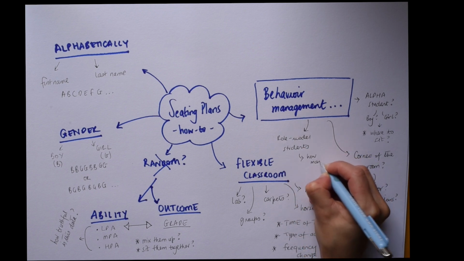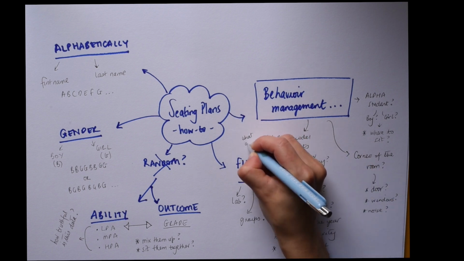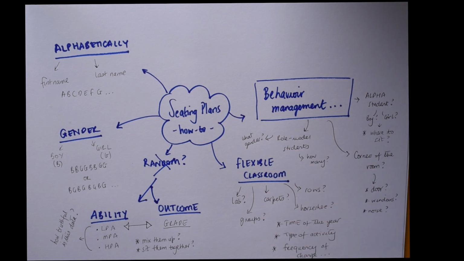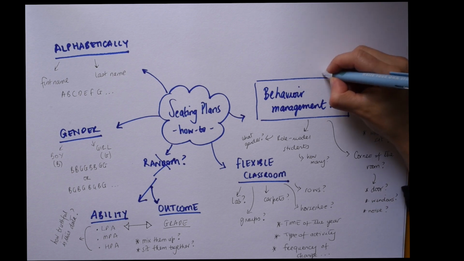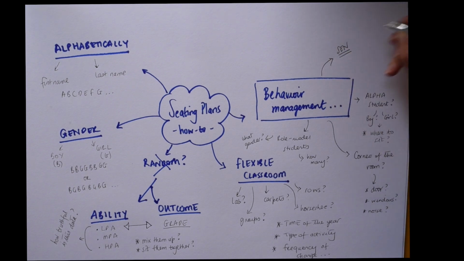Then I'll look at the role model students and think, well, how many in this class do I have? Where am I going to sit them? What sort of gender are they? And what sort of friendship groups are they? So do I want to be putting them with other students to role model good behaviour?